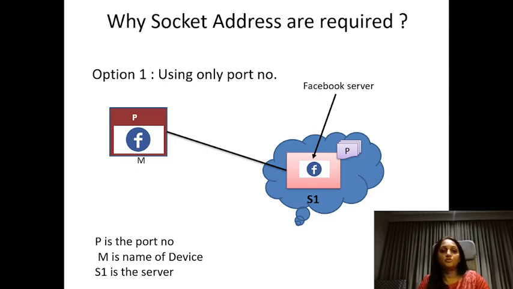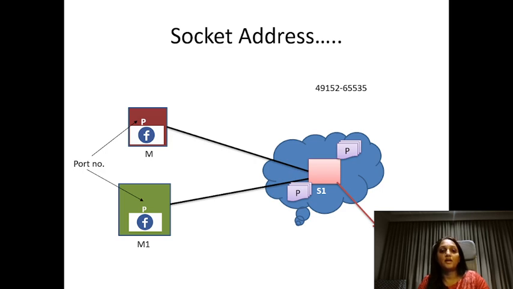Now what is the confusion that we are going to see in this diagram, right? Now I am accessing Facebook, which means there may be chances that multiple users are accessing Facebook at the same time. Here I am showing only two users: I and one of my friends, that is M1. M is one device, and M1 is another device, right? Both the users are accessing Facebook at the same time. So you can see in M, Facebook has the port number P, and in M1, Facebook has the same port number P.